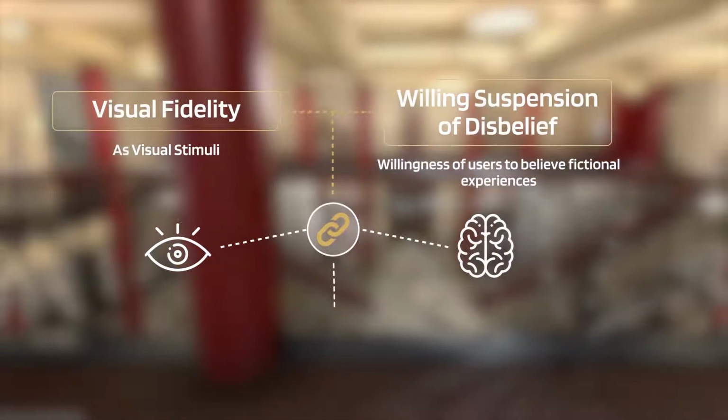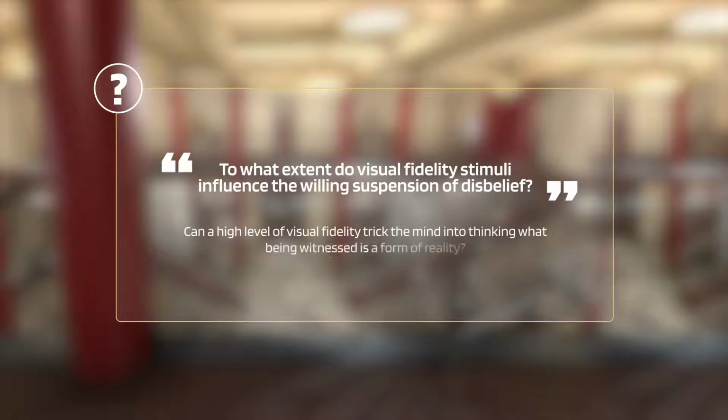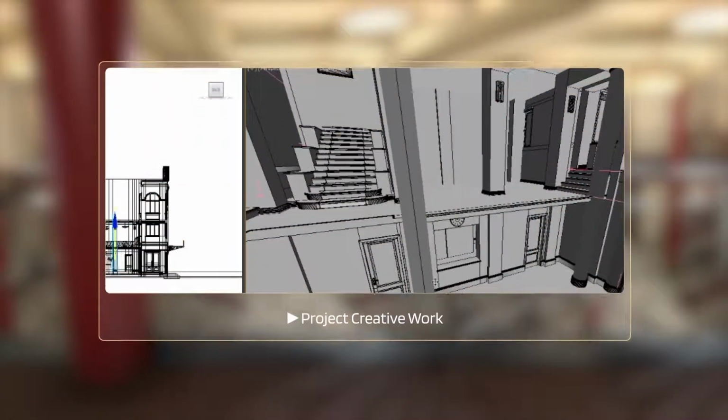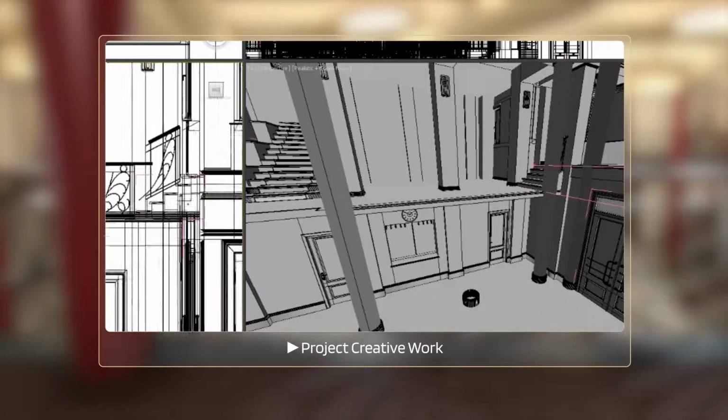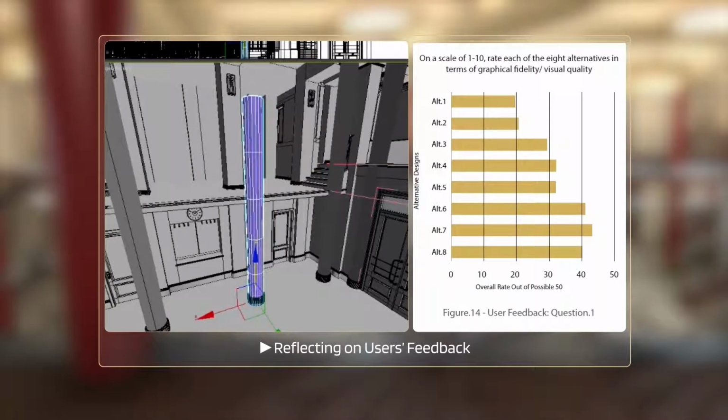To better understand the influence of visual environment fidelity on the user's suspension of disbelief, the project raised the question: to what extent do visual fidelity stimuli influence the willing suspension of disbelief? In other words, can a high level of visual fidelity trick the mind into thinking what is being witnessed is a form of reality? To answer the question and to go deeper in analyzing visual fidelity's role in realism and immersion, the project's creative work will be examined through the design of a virtual environment, as well as by reflecting on users' feedback that helped develop the project at its various stages.